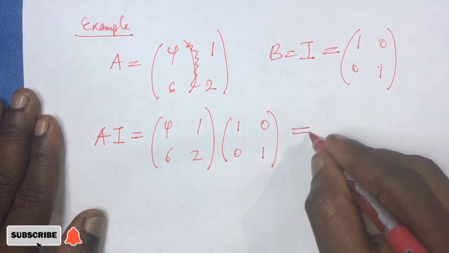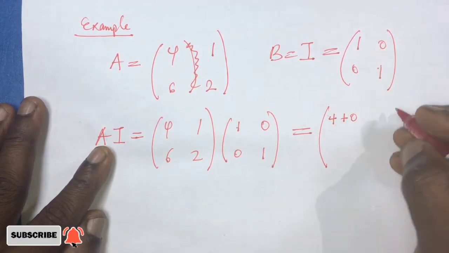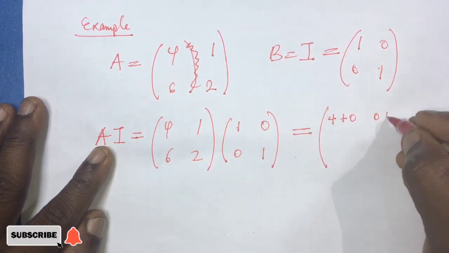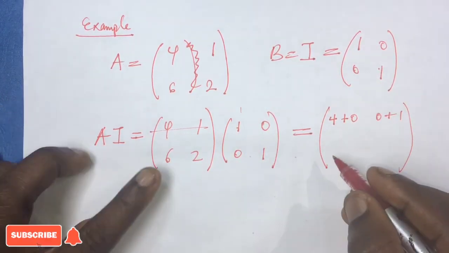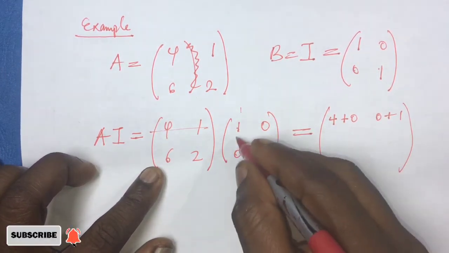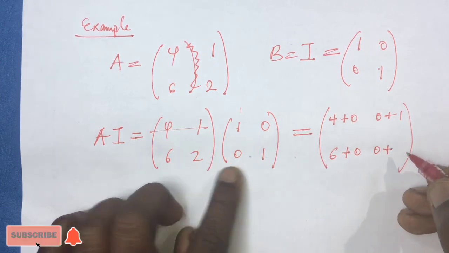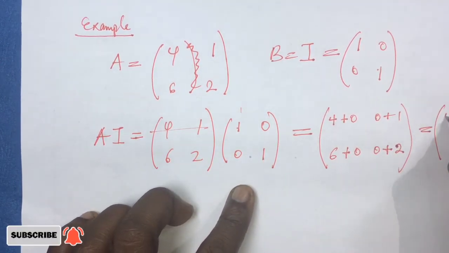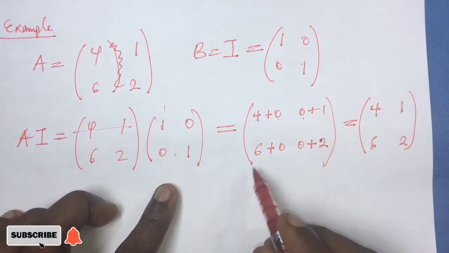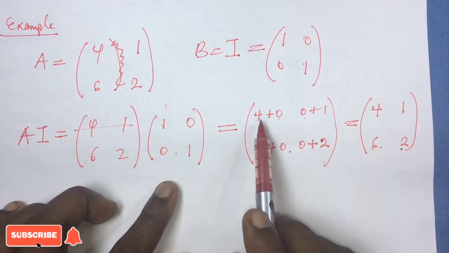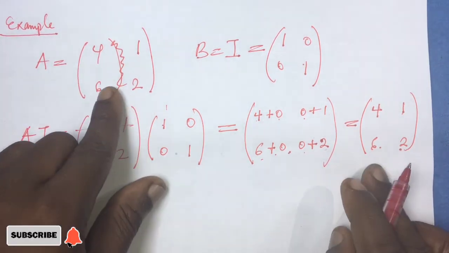Now if you obtain AI, it will give you 4 times 1, which is 4, plus 1 times 0, which is 0; 4 times 0, which is 0, plus 1 times 1, which is 1. I have just used the first row to multiply the first column, and also the second column. Now I'm using the second row to multiply the first column. That will be 6 times 1, which is 6, plus 2 times 0, which is 0. For the second column, 6 times 0 is 0, plus 2 times 1 is 2. So that will summarize to give us 4 1 6 2, which is the same result as the matrix A.